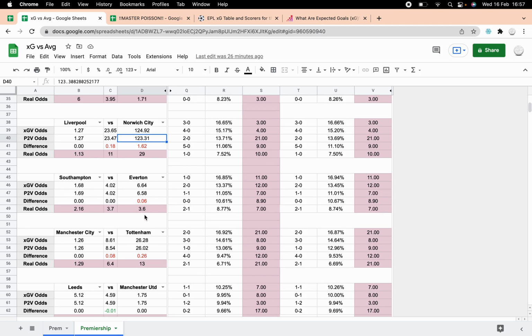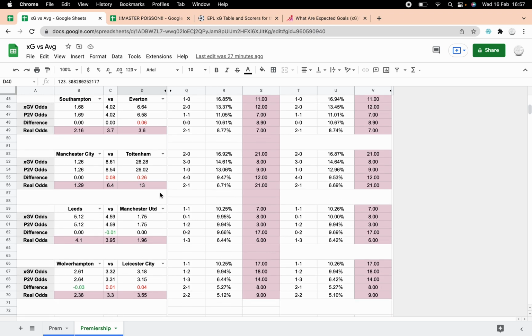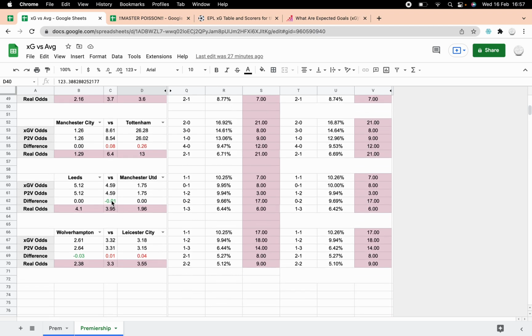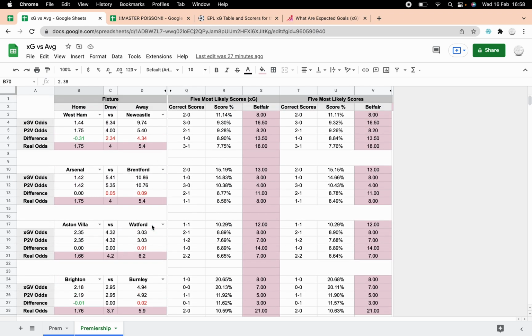Southampton Everton again, very little change. Same with Man City Tottenham. I mean, expected goals is saying that it's even less chance of Tottenham getting anything out of this one than Poisson suggests. Scoreline's the same. Leeds, very slight difference in the draw odds, but nothing worth writing home about. Wolves-Leicester, even less chance of Leicester getting anything, so it's saying that Wolves should be even shorter odds than they are to beat Leicester. So, I mean, it can inform your betting a little bit, but I'm not sure there's much in it. I'm not sure there's enough in it for me to want to build it into the model.